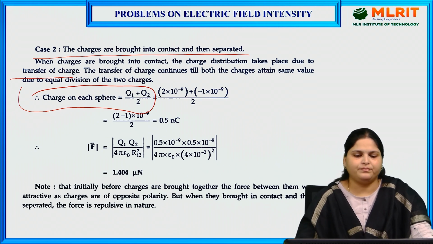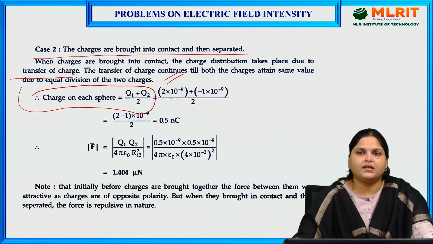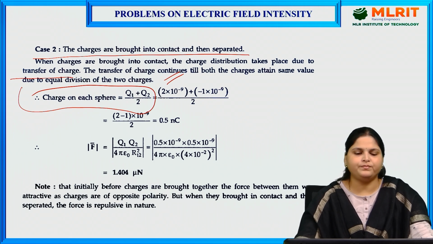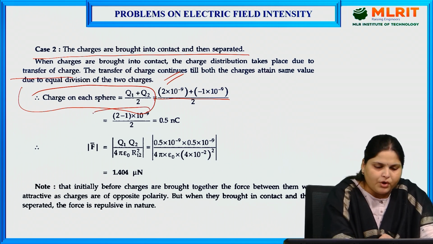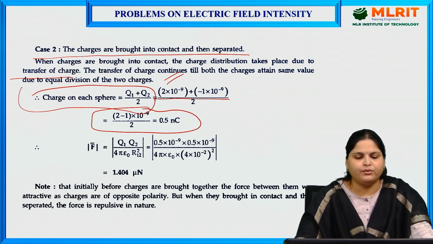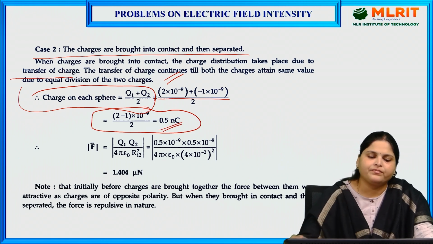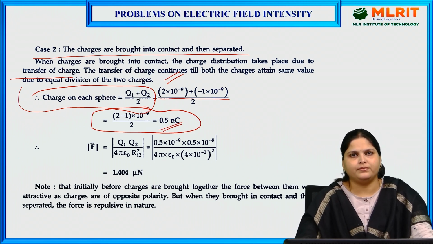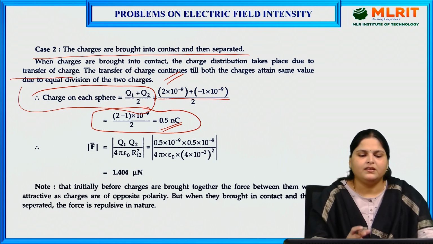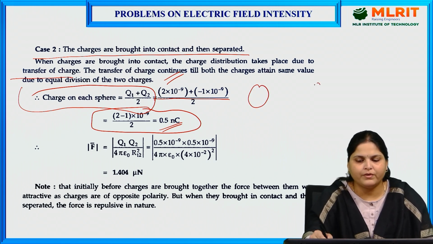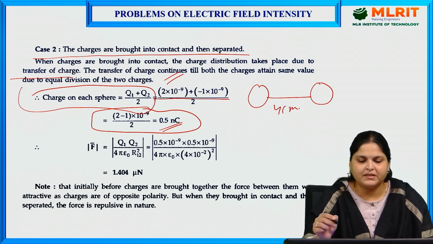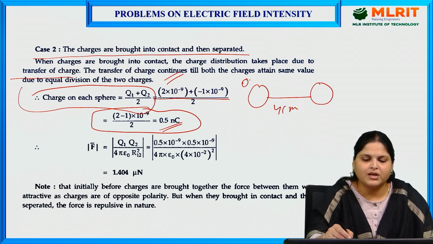It should be equal. So we will take the formula as (Q1 plus Q2) upon 2, which is (2 into 10 to the power minus 9 plus -1 into 10 to the power minus 9) divided by 2. After solving it, we get 0.5 nanocoulomb. The meaning is, on both the spheres, now the charge is 0.5 nanocoulomb. Okay. Now again, they should be separated. Now we have two spheres at 4 centimeter distance having the same charge of 0.5 nanocoulomb each.